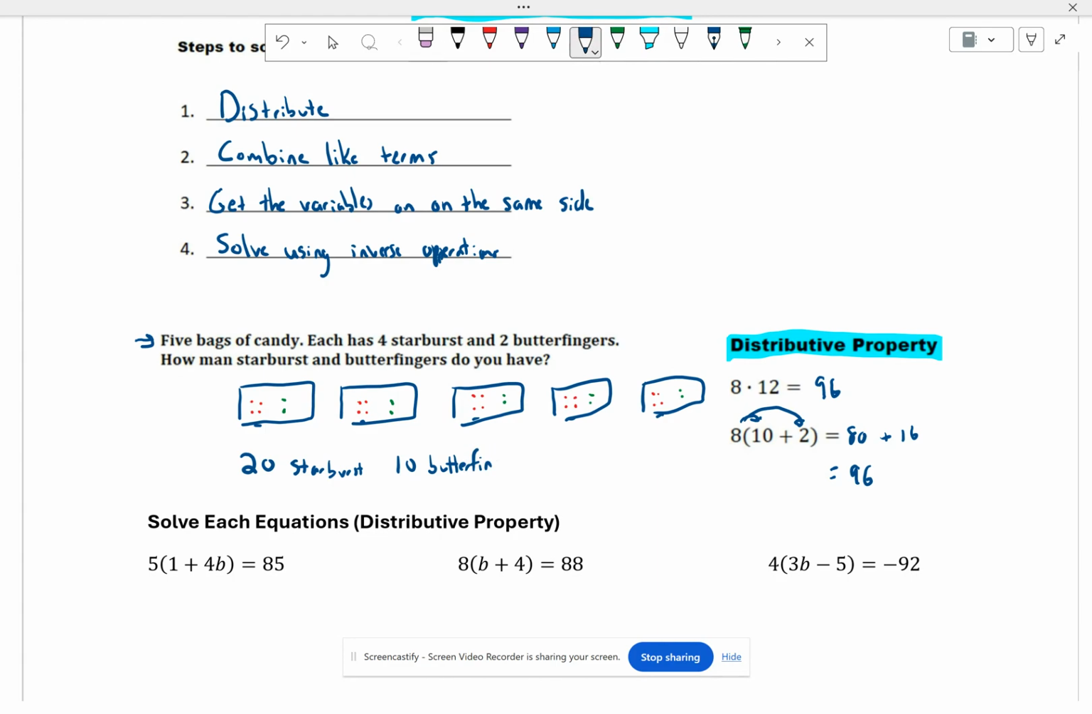And how does that relate to the distributive property? Well, I had 5 bags, and each bag had, like I said, 4 Starbursts and 2 Butterfingers. So what we needed to do is we need to multiply the 4 Starbursts by the 5 bags and get 20, and then the 2 Butterfingers by 5 to get the 10.